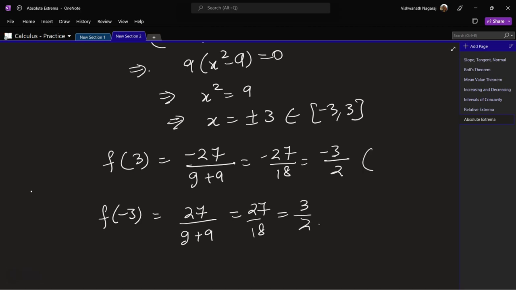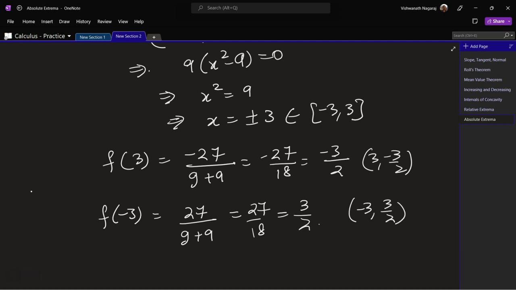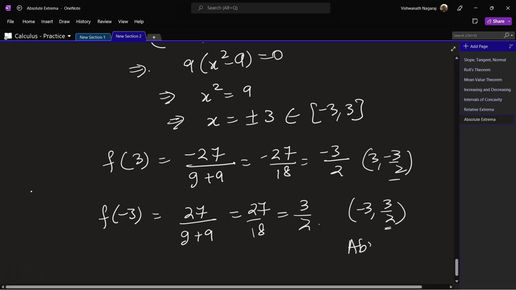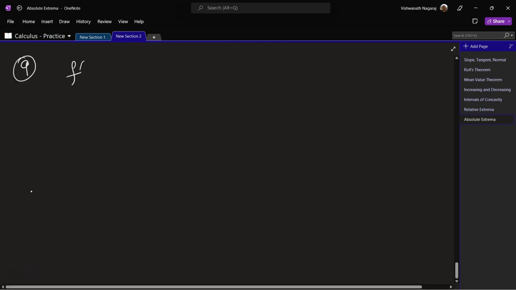So here this point is (3, -3/2), and this is (-3, 3/2). This is bigger than this. So this is going to be the absolute maximum, and this is going to be the absolute minimum. In this case, if you notice, we didn't really require the second derivative at all.